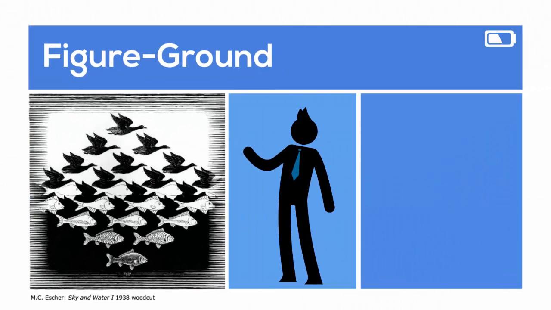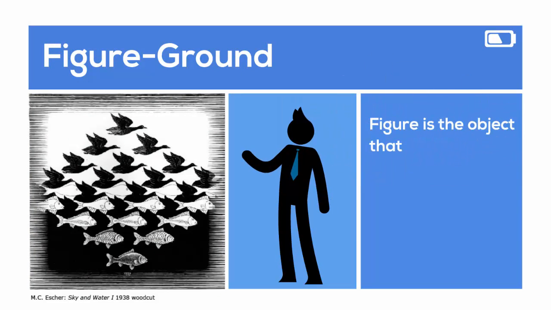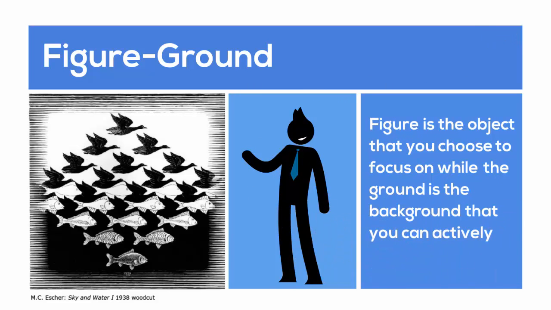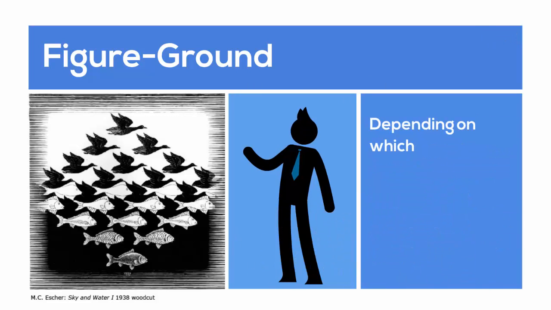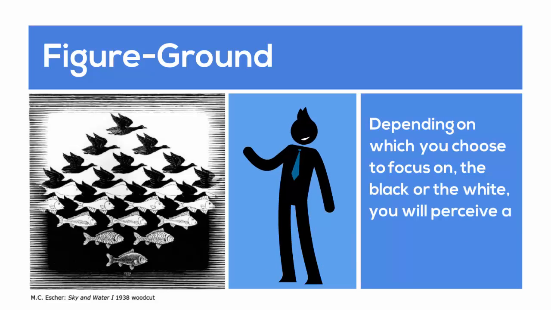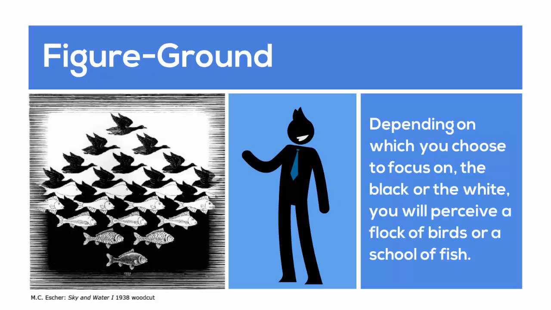Figure and ground is how the mind differentiates an object from its background. Figure is the object that you choose to focus on, while the ground is the background that you can actively switch. Depending on which color you choose to focus on, you will perceive either a flock of birds or a school of fish.